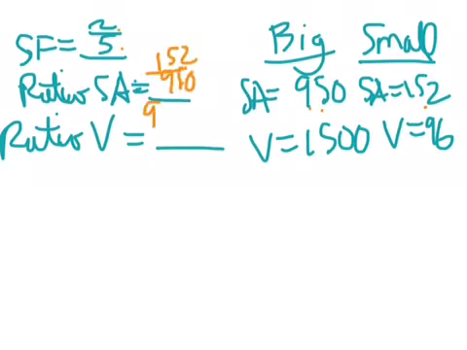Okay. And over here, volume 96 to 1500. Now, simplify those fractions. Hopefully your calculator can do that. You're going to get 4/25 and 8/125. So maybe we're starting to see a pattern with these numbers. It goes back to the last example. Scale factor, perimeter, it's just going to have the same ratio, 2/5.